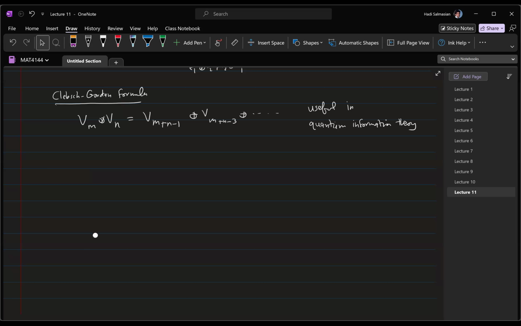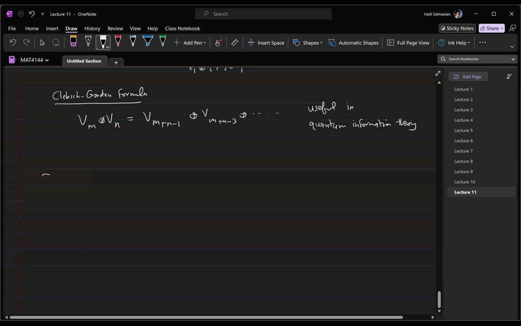So the last thing I wanted to say today is an example of a non-linear Lie group. All the Lie groups that we saw were matrix Lie groups. So now here's an example of a Lie group that is not a matrix Lie group. Okay?